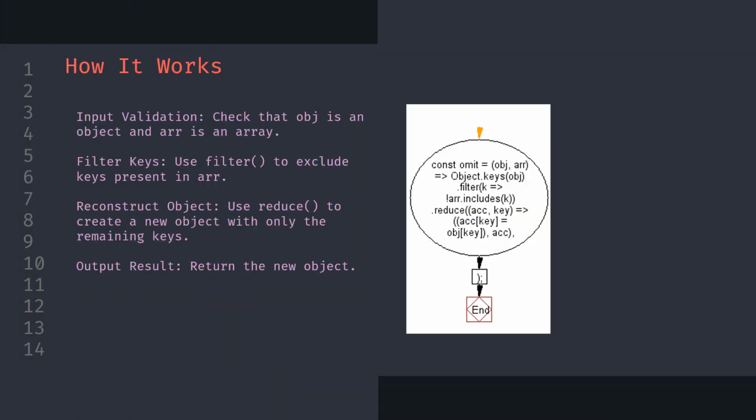Let's break it down step by step. First, we validate the input to ensure they are in the correct format. Next, we filter out the keys that need to be removed using the filter method. Then, we use reduce to build a new object with only the desired key value pairs. Finally, we return the resulting object.